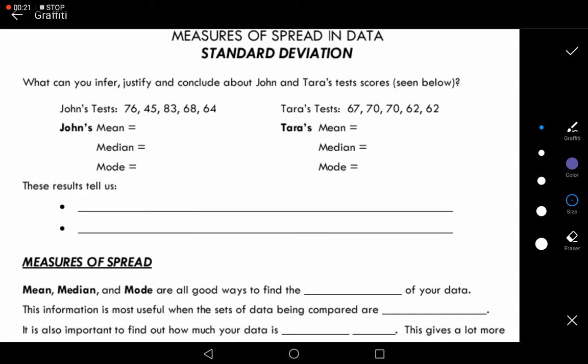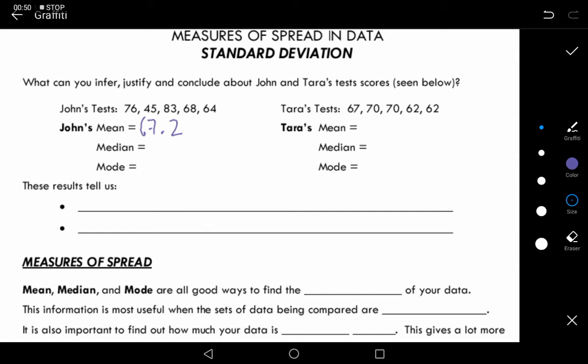Okay, so this is just a bit of a review here, right? So the last note we talked about mean, median, and mode. So a mean, remember, is just an average. So in order to get the average here, for John, we would add 76 plus 45 plus 83 plus 68 plus 64 and divide all of that by 5 because there's 5 numbers there. When we do that, we will get 67.2.